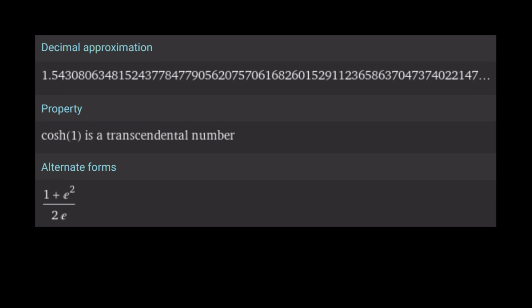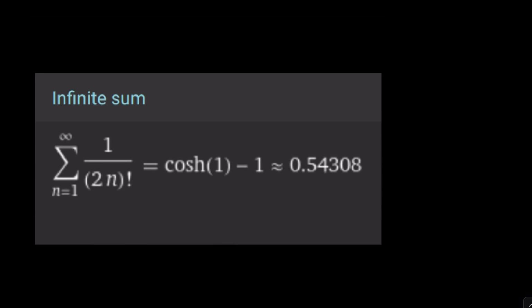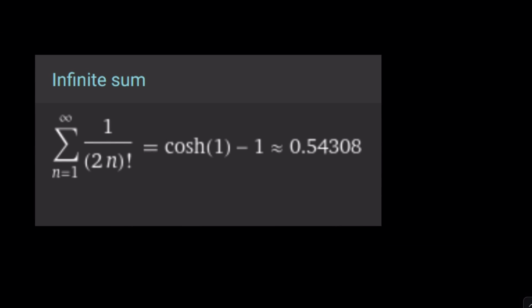Yes, I wanted to show you the decimal approximation, 1.543 something, and it's also called cosine hyperbolic, cosh maybe, and that's the alternate form that is going to give you the value. And guess what? We can also find an infinite sum, but it doesn't include 1 in the sum. That's why we have to subtract 1 from it. And if you add 1 to this, you're going to get the exact same answer. Well, sort of, right? Exactly.